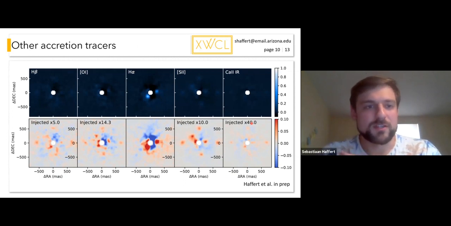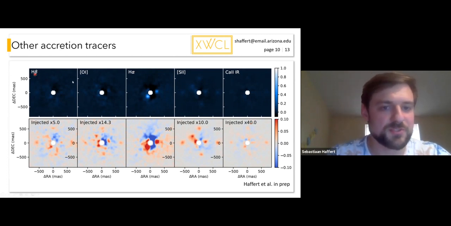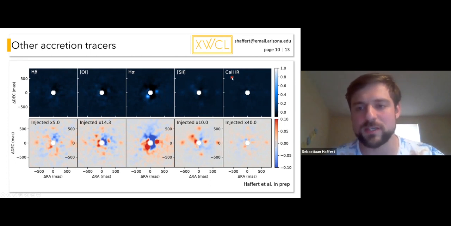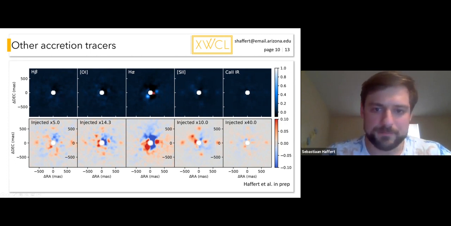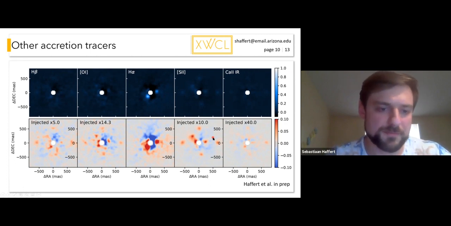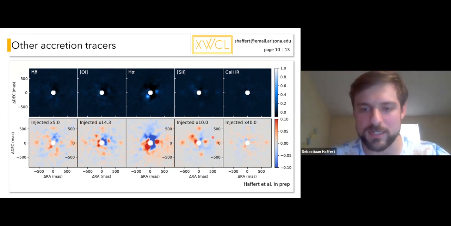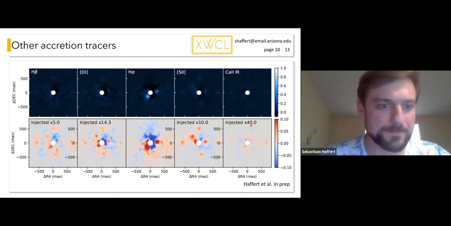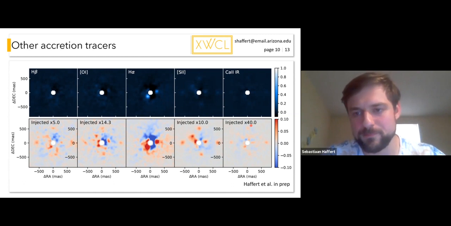We can also, of course, look at other emission lines and see what we can learn from that. So here I'm showing the detection maps of H beta, oxygen 1, H alpha, S2, the calcium IR triplet. So not all, yeah. On the top you see the detection map, and on the bottom it's the same map, but I've increased or decreased the color map scale, so that faint structure is more clear. And in all the lines, I've injected companions to the level where they are still sort of visible by eye. So that will give us a rough upper limit on the detection.